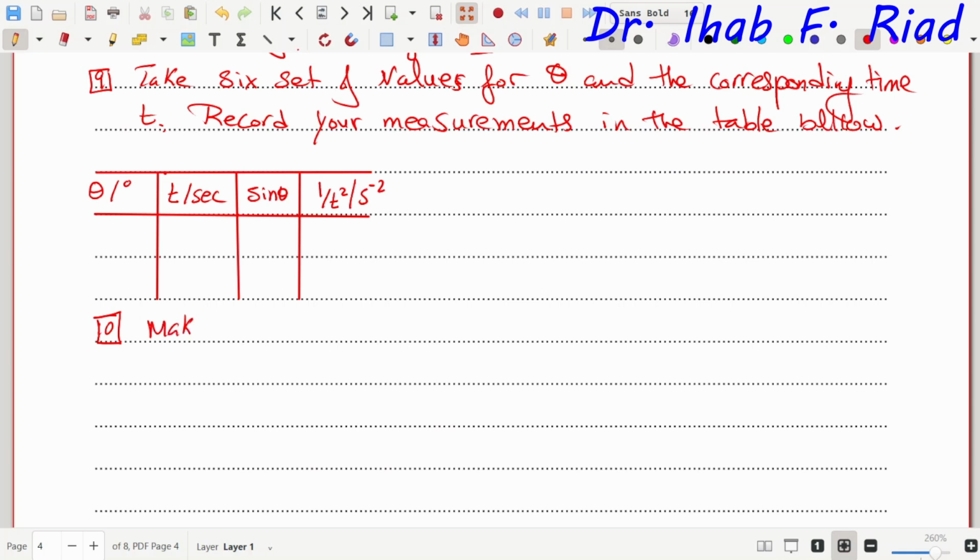Make a graph plot of sine theta on the x-axis and 1 over t squared on the y-axis. Okay.